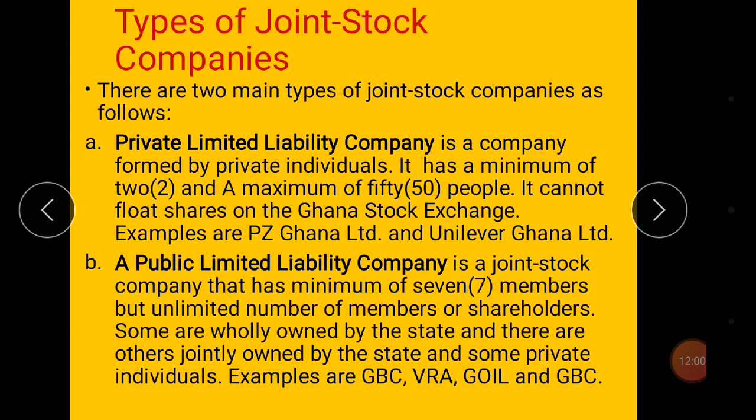Examples are the Ghana Broadcasting Corporation, GBC, the Volta River Authority, VRA, and the Ghana Oil Limited, that is GOIL. GOIL, for example, is a public-private owned, or jointly owned, company. It is owned partly by the state and partly by private individuals.